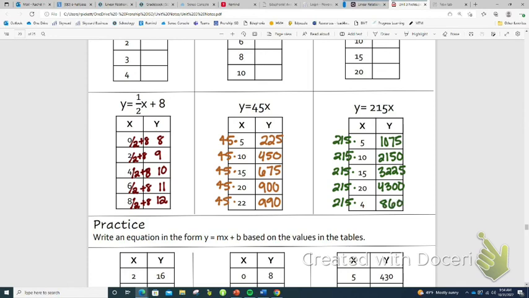So if you're having to fill in tables, all you do is plug in those x values to the equation and solve it. And we're going to skip the bottom 3 practice questions on this page.